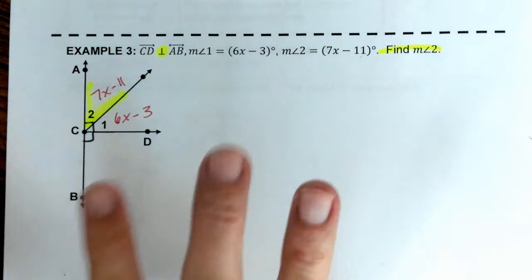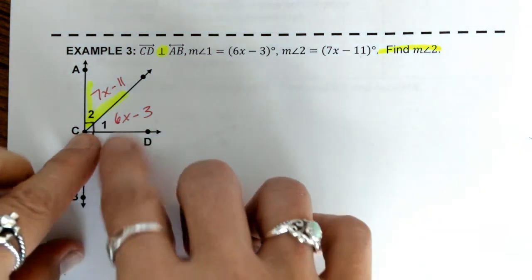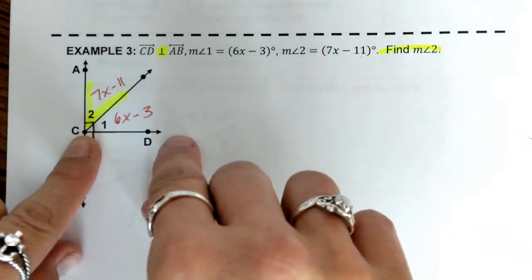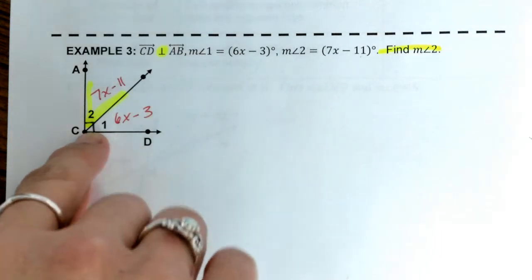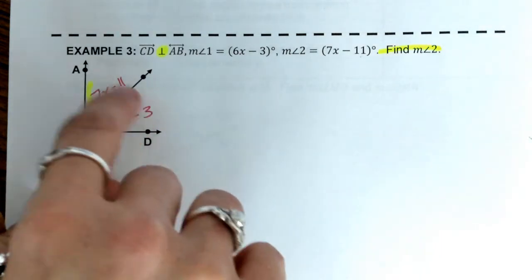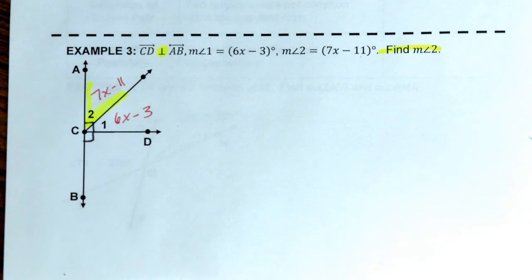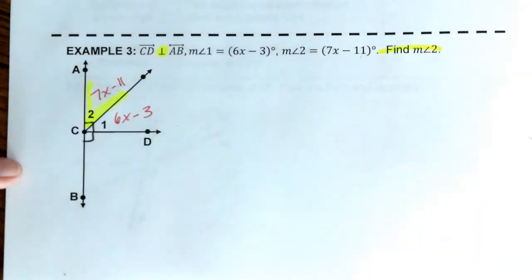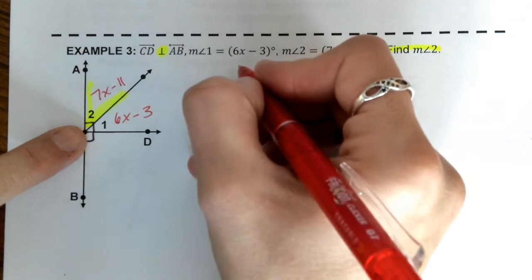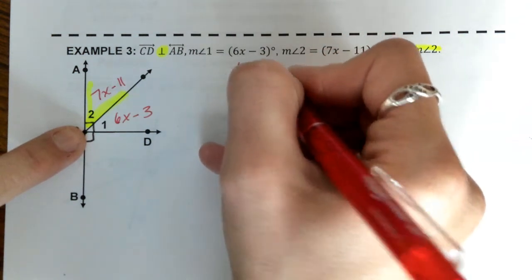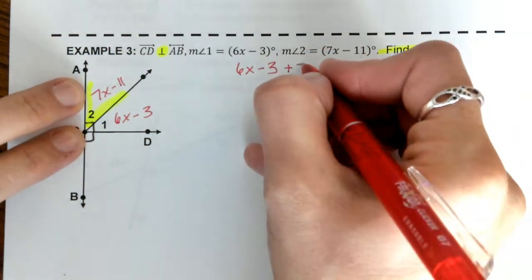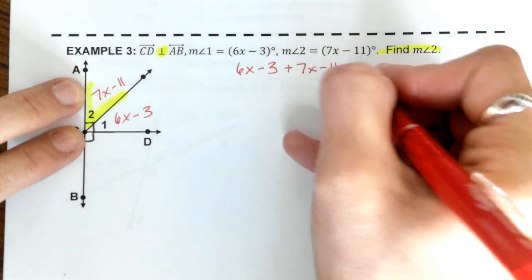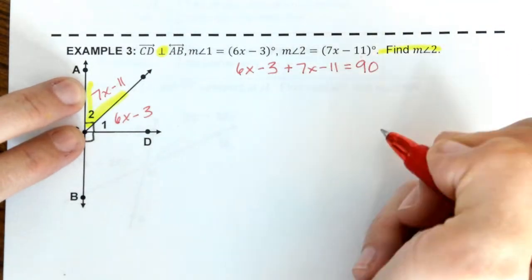Again, we don't need to focus over here. What we have right here, angle ACD, is a 90-degree angle, a right angle, and we have two angles in there that are going to add to equal 90 degrees. So this is telling us we have complementary angles. So we're going to do the exact same thing. We're going to take our two different measurements. I'm going to leave out the math sentence this time. My angle 1, 6x minus 3, plus my angle 2, 7x minus 11, all equal to that complementary angle, 90 degrees.